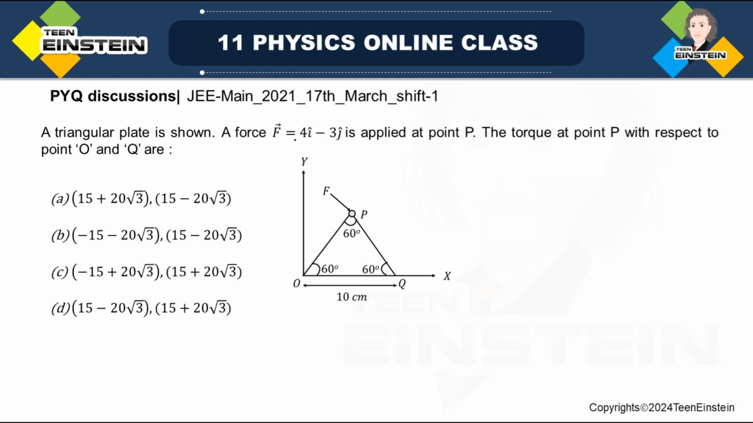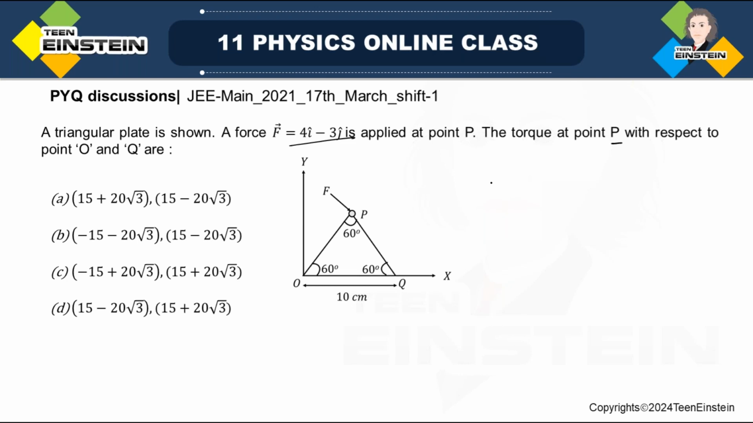You can see that this force is 4i cap minus 3j cap. The force direction is also shown here, and this force is applied at this point P on the plate. Now you have to find out the torque at this point P with respect to point O.